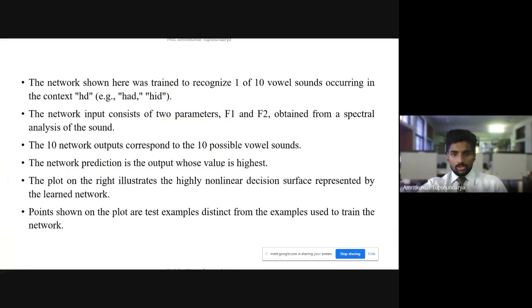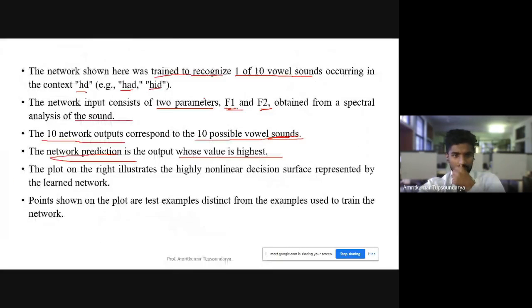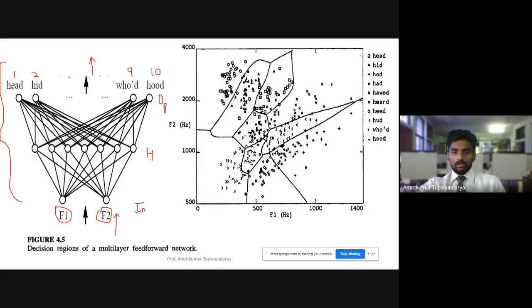Now, what you see here, this plot, as I mentioned, is a highly non-linearly separable representation. It is a plot which illustrates the highly non-linear decision surface represented by the learned network. Now, the points shown on the plot are test examples distinct from the examples used to train the network. Right. So these are new examples, different from those we used for training, given to the model.